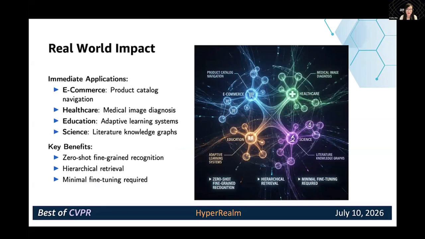So HyperRealm addresses critical real-world challenges across e-commerce, medical imaging, scientific literature, and educational content. Why does this matter? As AI systems increasingly operate in structured, heterogeneous real-world environments, geometry-aware representations provide a principled foundation. HyperRealm demonstrates that respecting the geometric structure of the data leads to better performance. Is the technology ready for deployment?